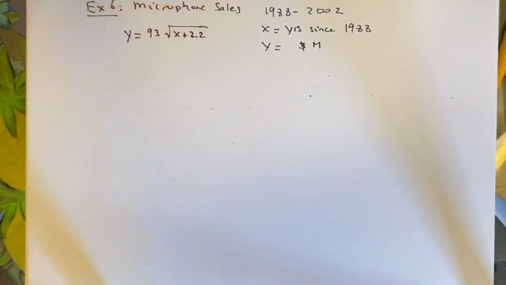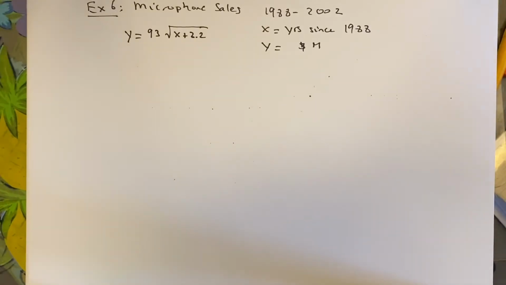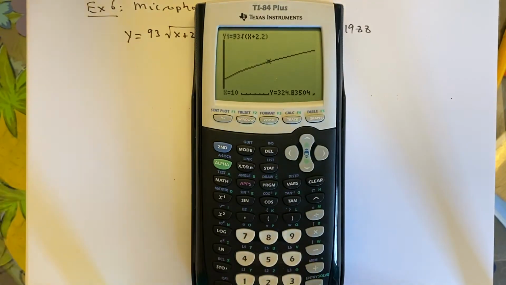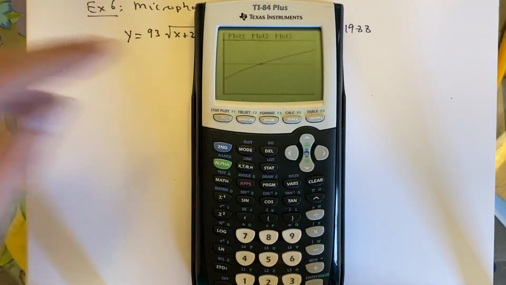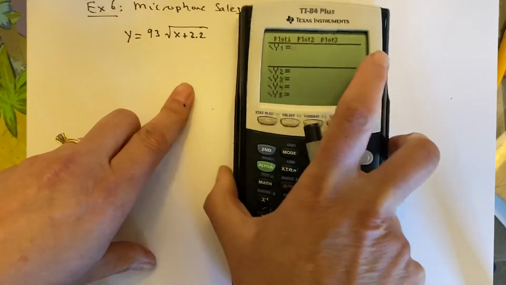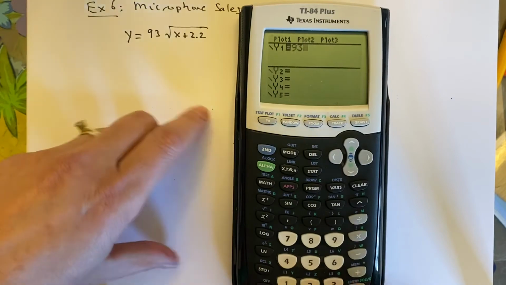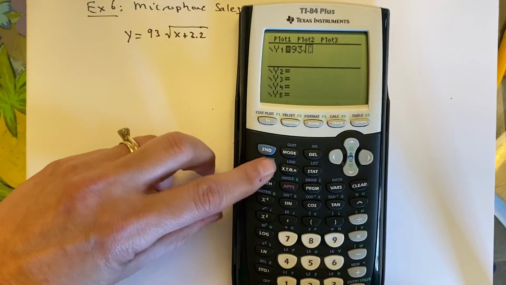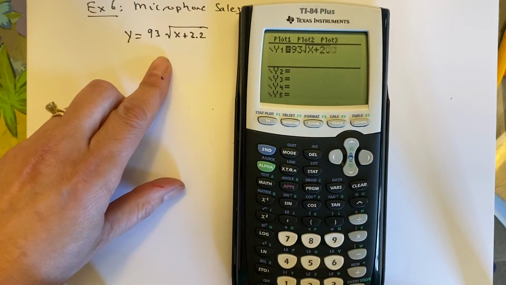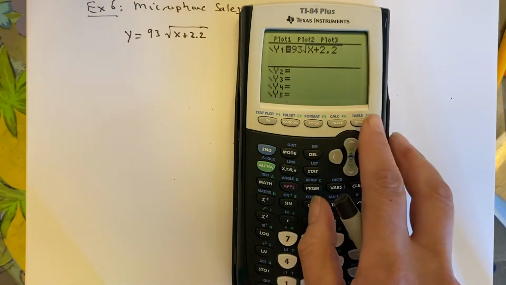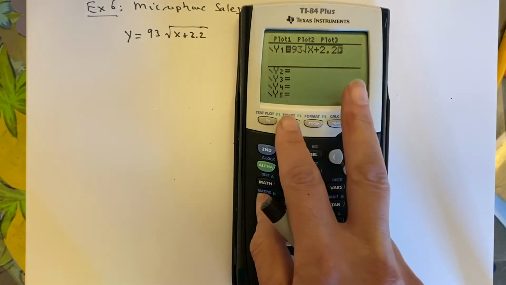So let's take that, and the first instruction is graph the function on a graphing calculator. So we're going to do that. Here's my graphing calculator, and I've already done it, but I'm going to take you through the steps again, as if I hadn't done it. And I'm going to enter 93 square root of x plus 2.2.